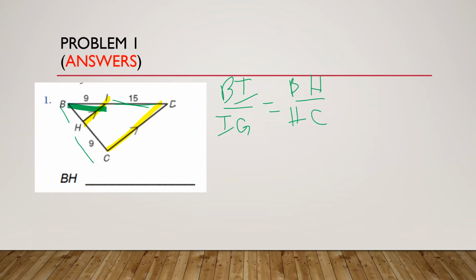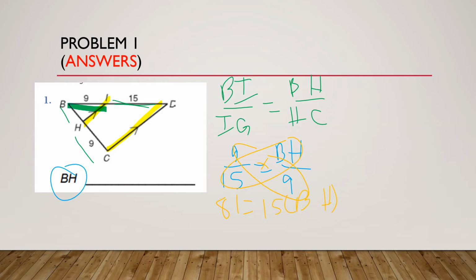We can go ahead and fill in our numbers now. Substitute in our values, so B to I is 9, I to G is 15, B to H we don't know because that's the one we're trying to find, and then H to C is 9. We can use cross multiplying to solve, so 9 times 9 is 81, is equal to 15 times B to H. Again, we're solving for B to H, so we divide both sides by 15. And if we take 81 divided by 15, we get 5 4/10 for B to H.